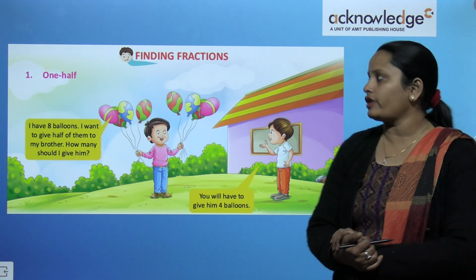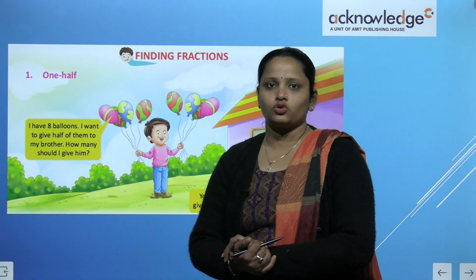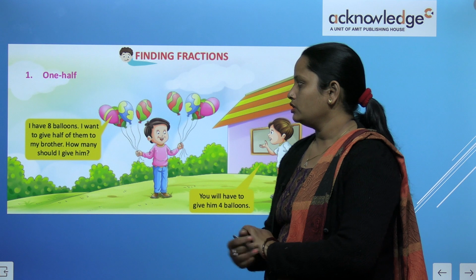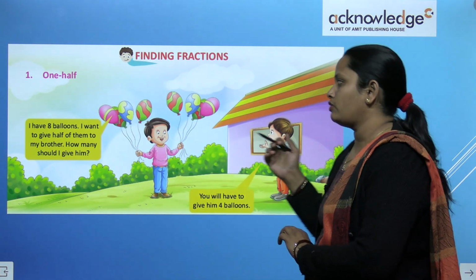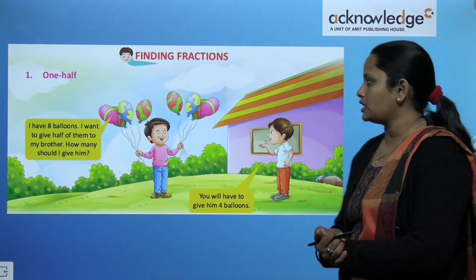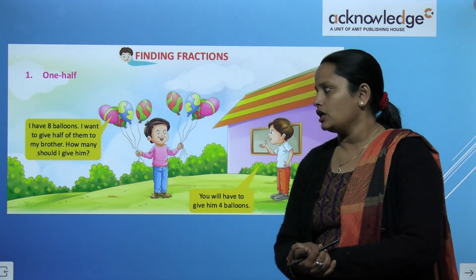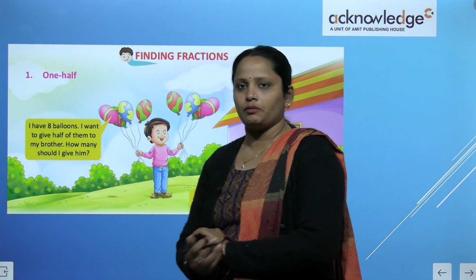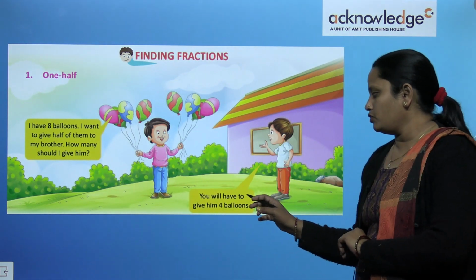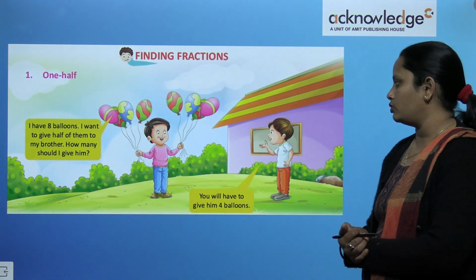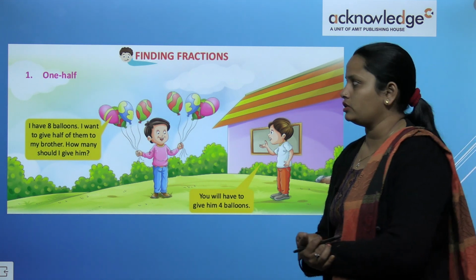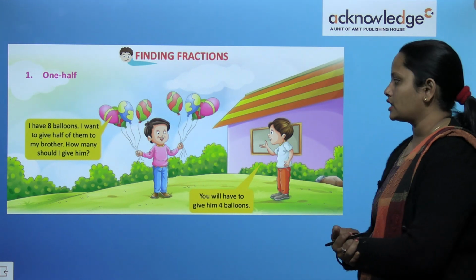Now finding fraction. क्या क्या फ्रैक्शन होते हैं? पहला होता है 1/2. I have 8 balloons. I want to give half of them to my brother. मेरे पास 8 balloons हैं, उसमें से मुझे क्या करना है? हाफ अपने ब्रदर को देना है. How many should I give? कितना मैं दूं अपने ब्रदर को? So you will have to give him 4 balloons. तो इस बॉय ने बोला आप उसे 4 balloons दे दो, तब आप हाफ दे सकते हो.